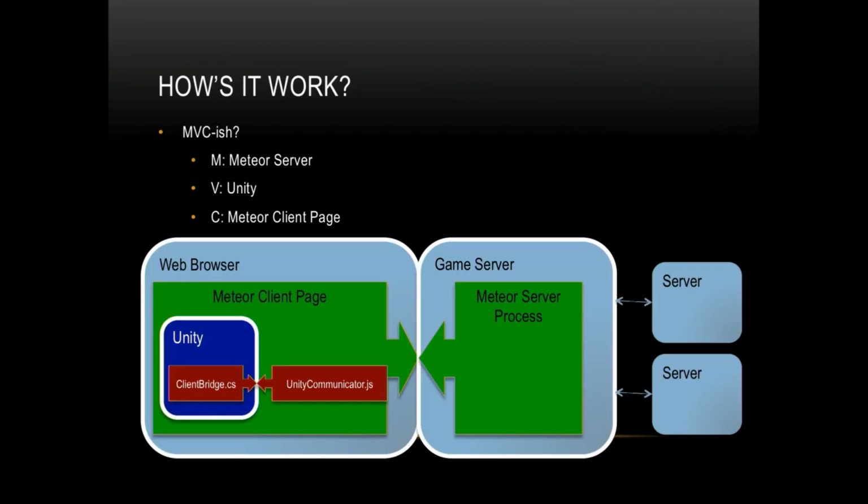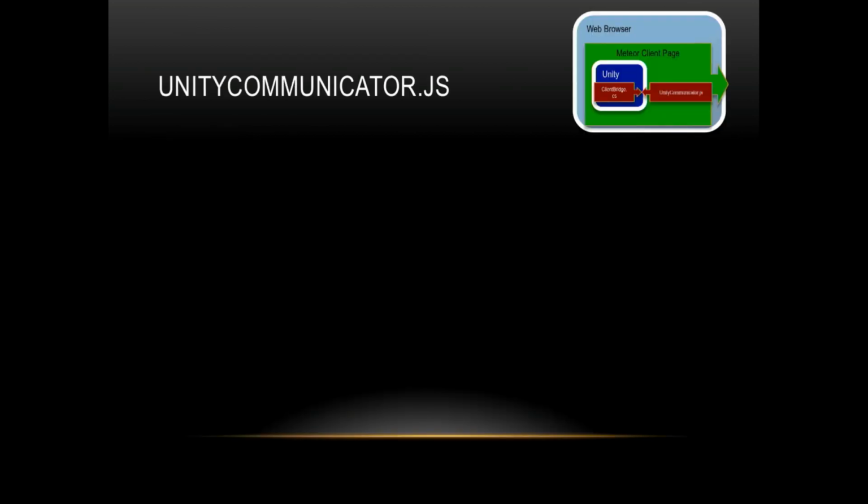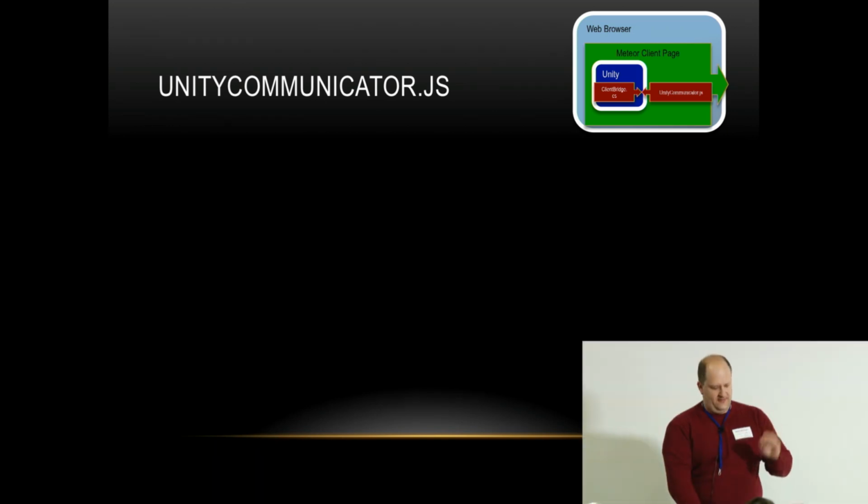Sorry, before I go into that, there are two files that we're going to go into in more detail. Unity Communicator, which is the Meteor piece that talks into Unity, and the client bridge, which talks out. Those are the names. I wish I could change them, but they are what they are, right? So Unity Communicator talks into Unity. Thus the name, right?